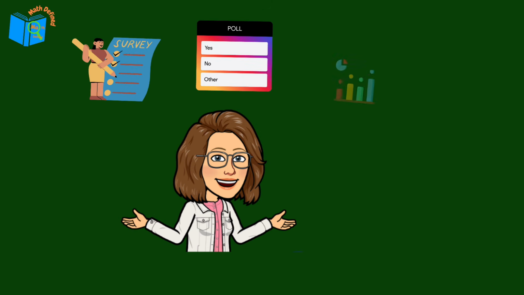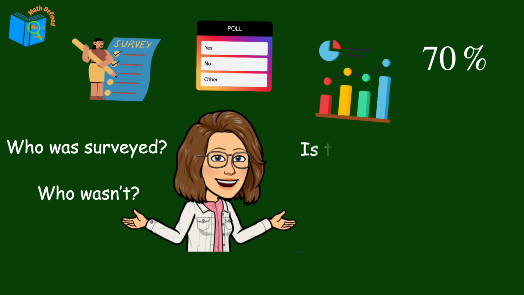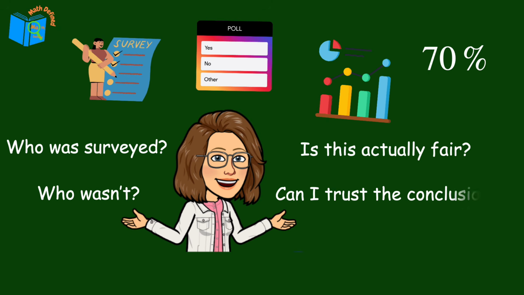Understanding random samples helps you become a smarter thinker. You're going to see surveys, polls, statistics, and percentages everywhere, online, in school, and in real life. When you know how to tell the difference between a biased and an unbiased sample, you don't just accept information, you question it. You ask, who was surveyed? Who wasn't? Is this actually fair? Can I trust the conclusion? This isn't just a math skill, it's a life skill. And the better you understand it now, the stronger your thinking will be later.